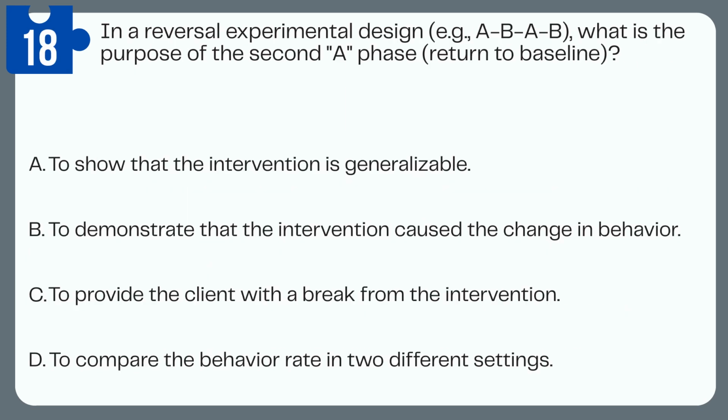Question 18. In a reversal experimental design example, an ABAB, what is the purpose of the second A phase, return to baseline? A. To show that the intervention is generalizable. B. To demonstrate that the intervention caused the change in behavior. C. To provide the client with a break from the intervention. D. To compare the behavior rate in two different settings.